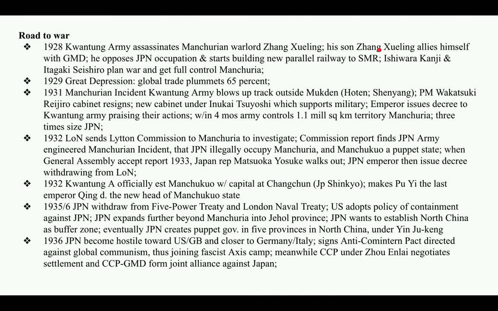Zhang Zuolin allied himself with the nationalists, the Kuomintang, and he opposed the Japanese occupation and started building a new railway running parallel to the South Manchurian Railway. So this is a direct challenge to Japanese economic domination in Manchuria. So then from this time, Ishiwara Kanji and Itagaki Seishiro began to draw plans to get full control of Manchuria. Ishiwara was a military officer in the Japanese army.